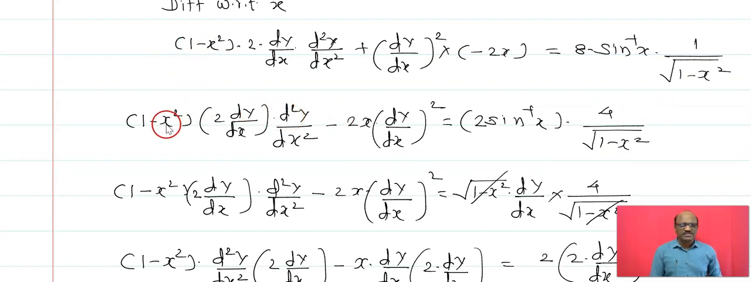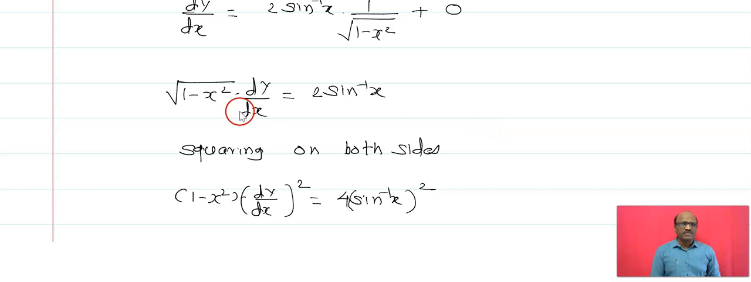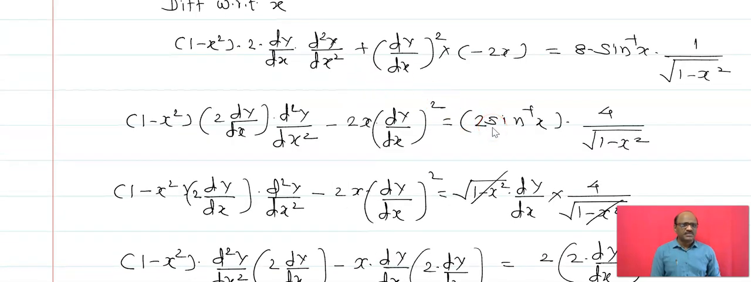That is 1 minus x square as it is, and 2 into dy by dx in bracket into d2y by dx square. Next term is minus 2x into dy by dx bracket square. And the next, that is 8 sine inverse of x can be written as 2 sine inverse of x into 4 upon under root of 1 minus x square. In place of the 2 sine inverse of x, we will substitute here the value. What is the value of the 2 sine inverse of x? That is under root of 1 minus x square into dy by dx. Substitute here.